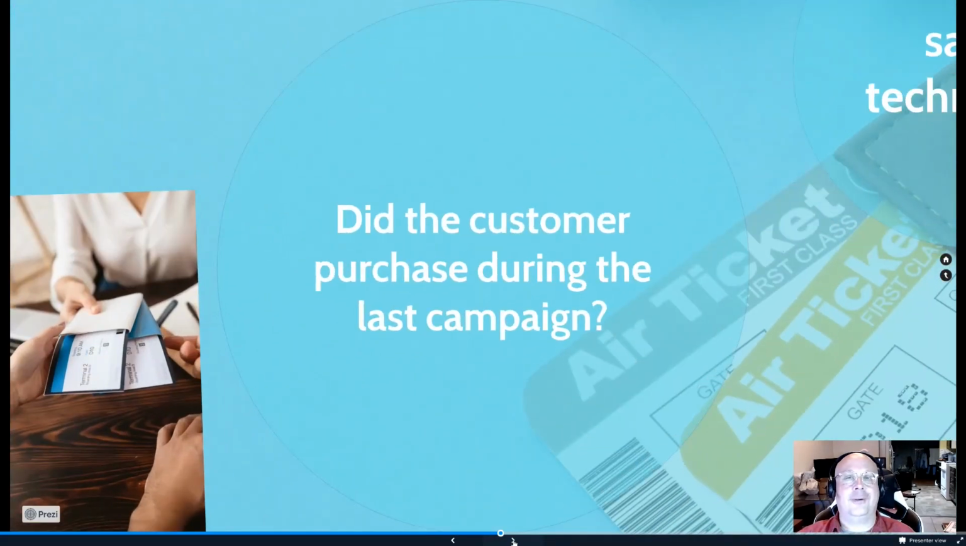Also recorded was the very important information whether the customer purchased a travel product during the last campaign. It is this variable that the company would like to attempt to predict using my machine learning model.